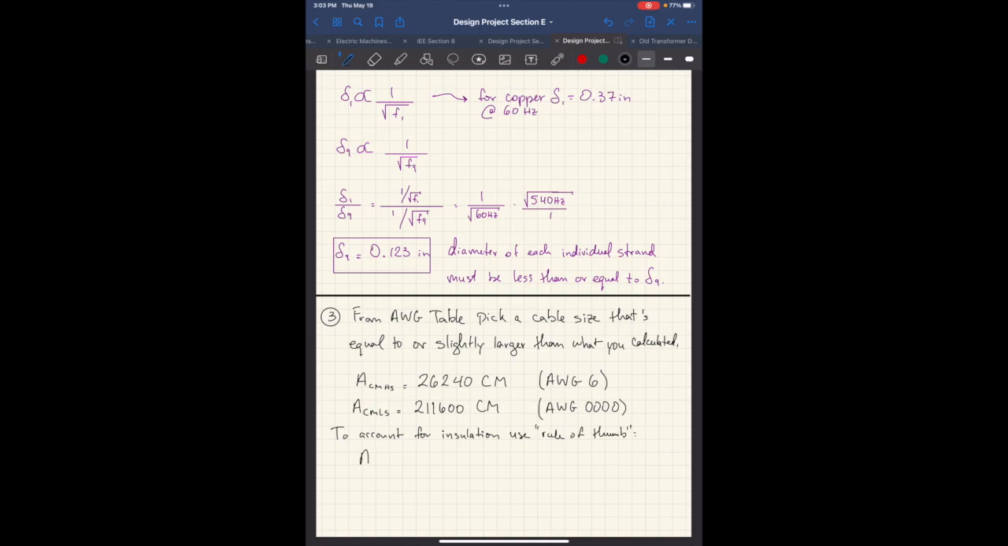Okay, so the actual physical circular mil area is going to be the one that we chose, but we're going to divide by 0.7. So that's going to turn out to be 37485.7 circular mil. Just a little bit wider because of the insulation.